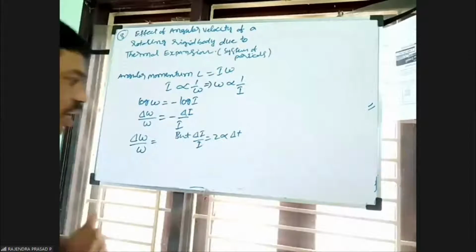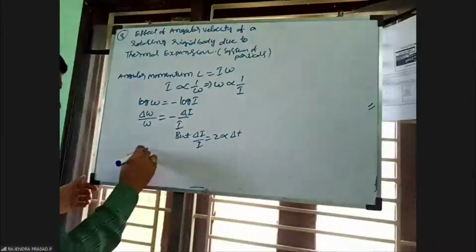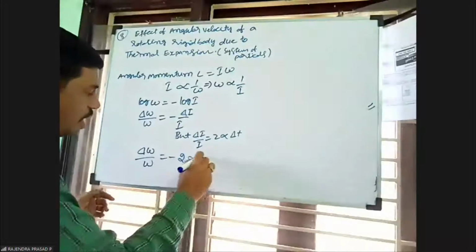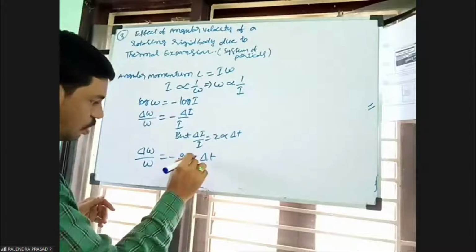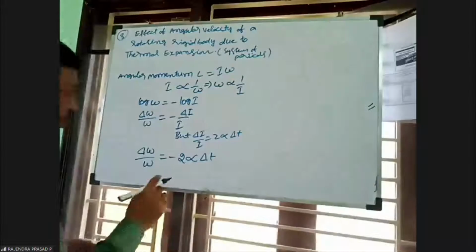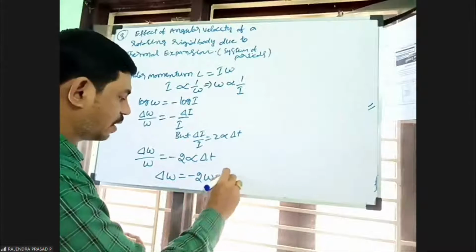So delta I by I equal to 2 alpha delta t. So delta omega by omega equal to minus 2 alpha delta t. So what is the delta omega? Delta omega equal to minus 2 omega alpha delta t.